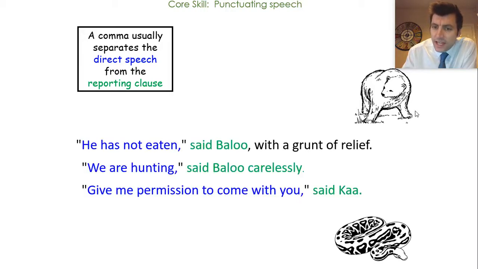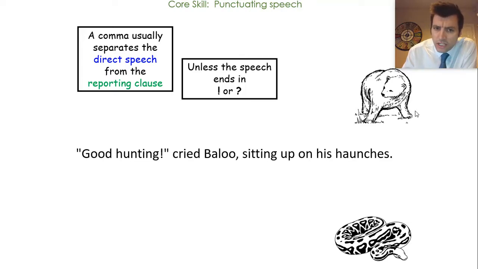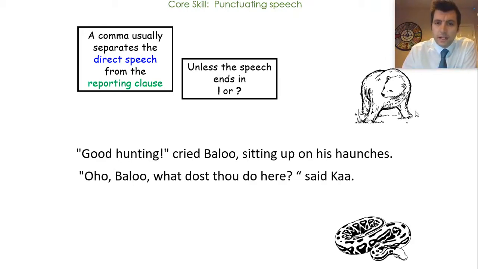The only exception for that is if the direct speech ends in an exclamation mark or a question mark. So if it ends like that, we don't need that comma. Okay. Hunting, cried Baloo, sitting up on his haunches. And I like this sentence because it's shown for you capable writers who are really, really trying to extend your sentences. We've got that action element of sitting up on his haunches. So we know that Baloo is no longer down, but he's sitting up on his haunches, and that shows that he's extra interested. So we're showing as well as telling what's going on.